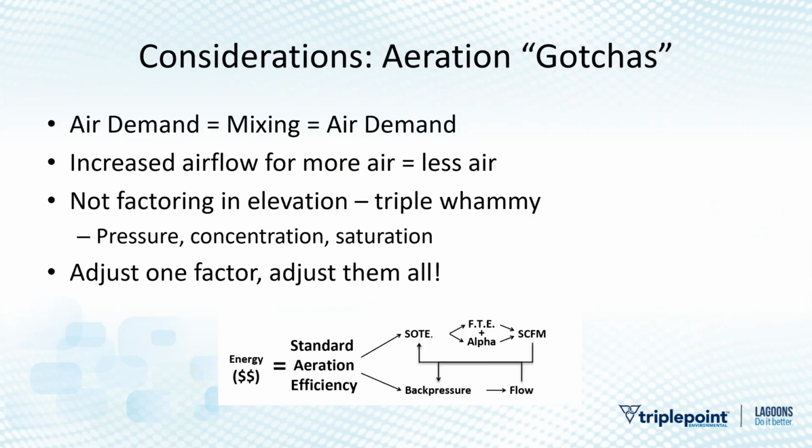There's also a couple of other aeration gotchas. From an aeration standpoint, say a lagoon system has 2,000 milligrams per liter of BOD coming in. So it's got a high air demand, and we've got to put in a lot of air to do that.